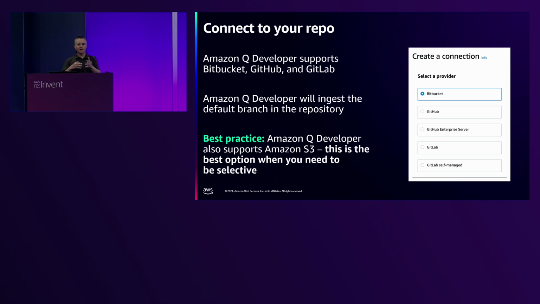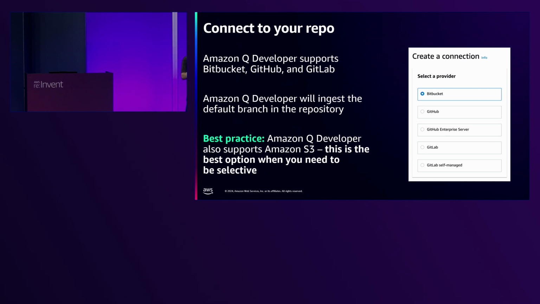And I can be selective about what repositories I want to pick. In the demo, I'm just going to pick all of them, but I can be selective, and it's going to go through and just grab the default branch. So best practice here, we also support S3. I'm going to show you an example where we ingest directly out of one of these repositories. I'll use GitHub, but we do support S3.